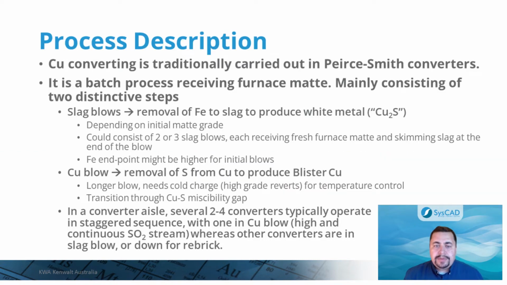The model we present today is a traditional Peirce-Smith copper converting. As it is well known, this is a batch process in nature, therefore it's perfectly suited to demonstrate SysCAD's dynamic mode solver. Moreover, this process is typically composed of two different steps, namely the slag blow and copper blow. From a chemical point of view, it's important to separate these two distinctive steps to maximize copper recovery, since it is necessary to remove the slag produced during the iron removal step and avoid overoxidation of copper.